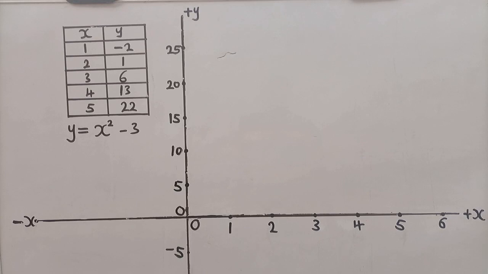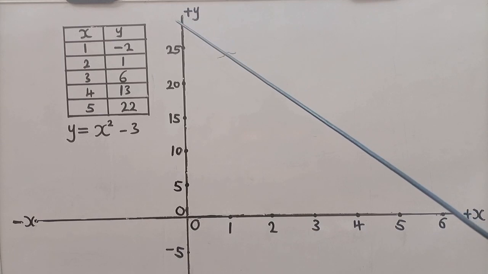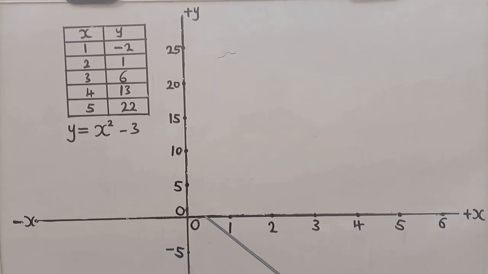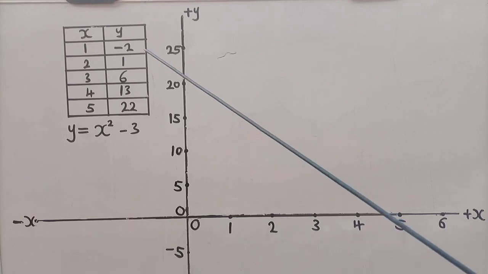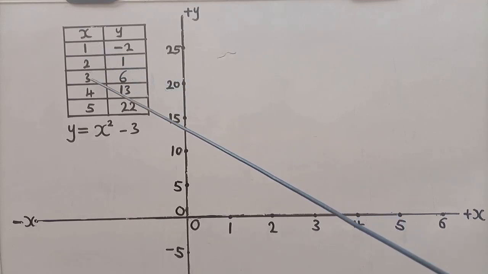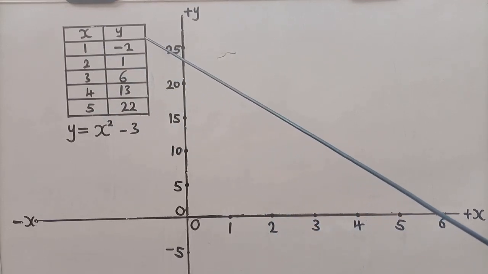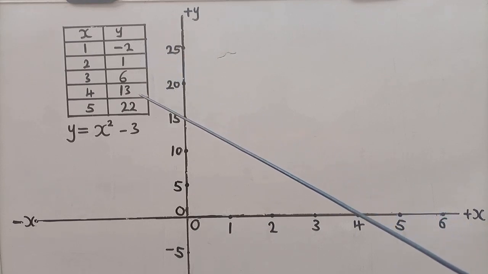Let us see whether every table when plotted, or every equation when plotted, produces a straight line on a Cartesian system. Already, the two axes have been calibrated accordingly. All the values of x are positive, but one value of y is negative.